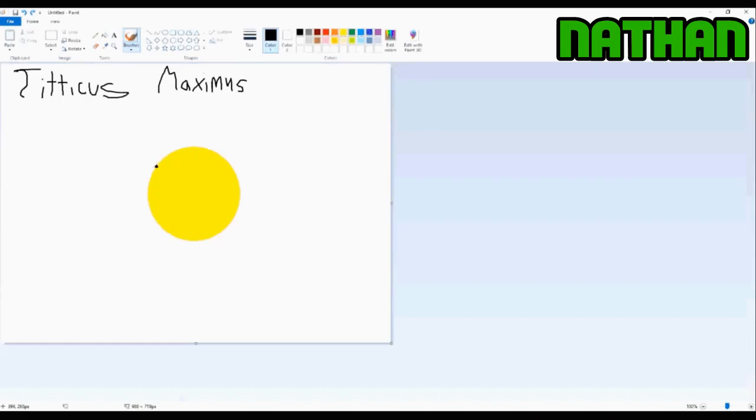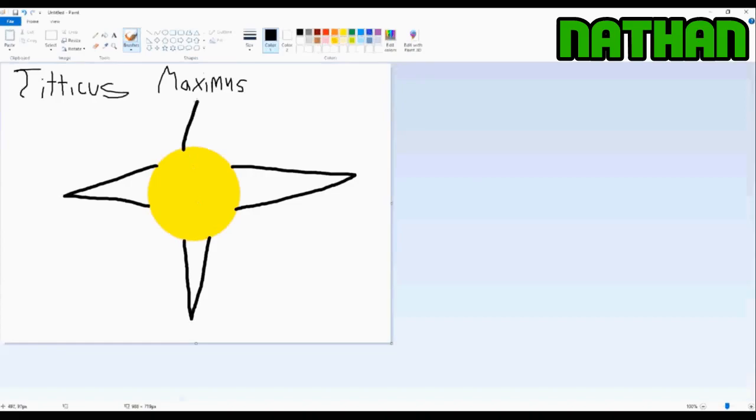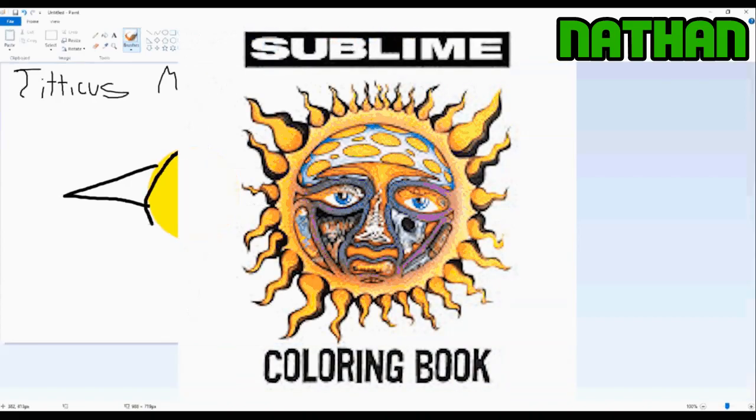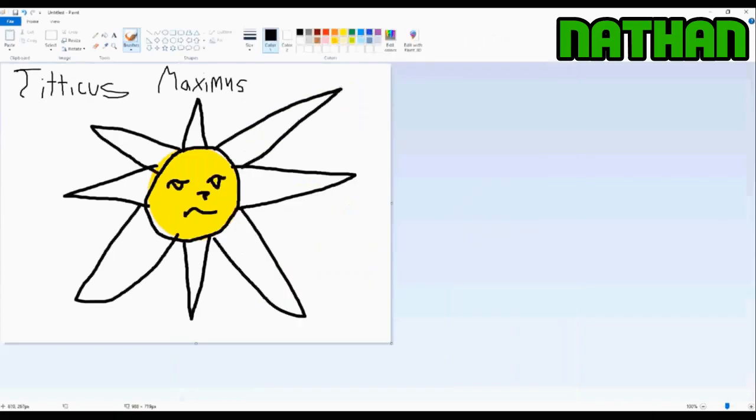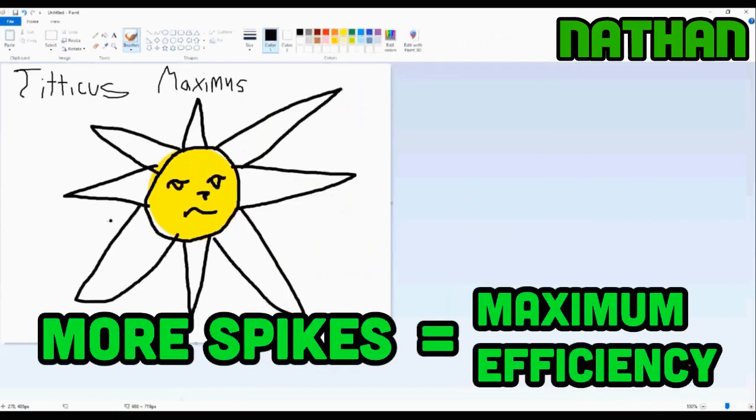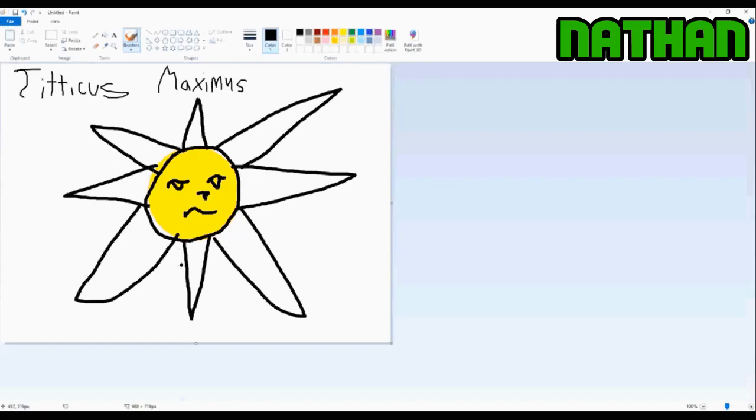So what I'm thinking is at the edge of every single sphere, I was literally thinking, this was my first idea, put spikes on a wheel. If we put spikes on the wheel, it low-key looks like the Sublime album cover. The more spikes we have, the maximum efficiency. Now, you can easily grab it, right? This is a hand. True.